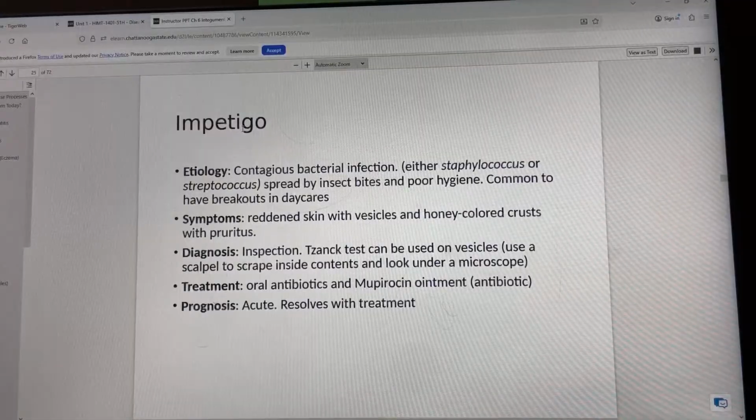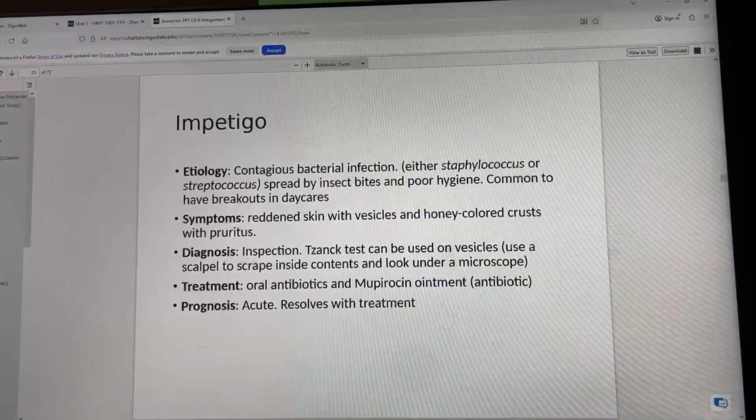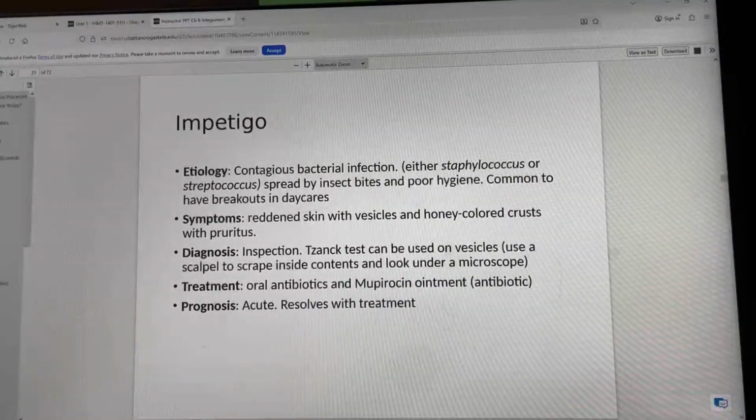All right, now we're at impetigo. The cause of this one, this is a contagious bacterial infection. Okay? I think this is the first bacterial one we've talked about so far. I can't remember. Now there are various different types of bacteria, tons of different ones.